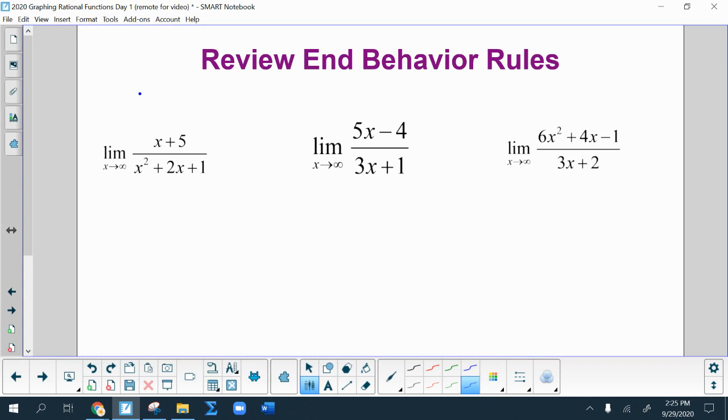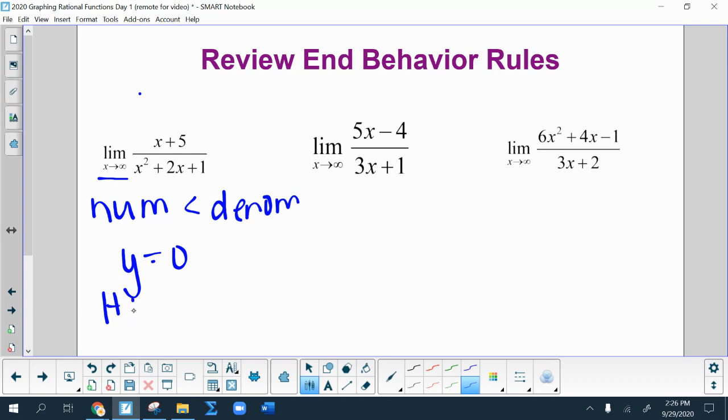When you're looking at these end behavior rules and you're taking the limits towards infinity, it's the same as literally remembering the numerator greater than, equal to, or less than the denominator. So in this first problem, the numerator's highest power is less than the denominator's highest power. It's to the first power over to the second power. And when this occurs, your limit is equal to 0, and it actually creates that horizontal asymptote at y equals 0. So the limit and the horizontal asymptote are all related, connected to the end behavior rules.